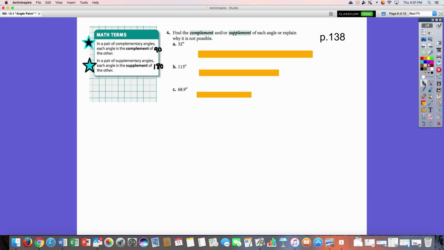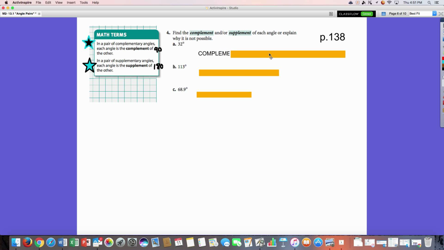So let's look at these questions they ask us. 32 degrees. What's the complement? Meaning 32 plus what equals 90 degrees? Its complement is 58 because 58 plus 32 equals 90. Does it have a supplement? Yep. Its supplement is 148 because 148 plus 32 equals 180.